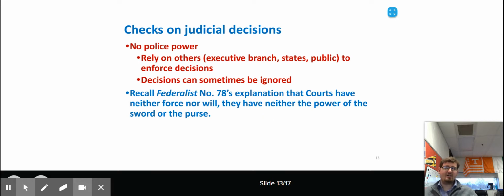And Hamilton talks about this issue to an extent, calling the Supreme Court the weakest branch because it has no ability to enforce its decisions. If y'all remember reading Federalist 78.